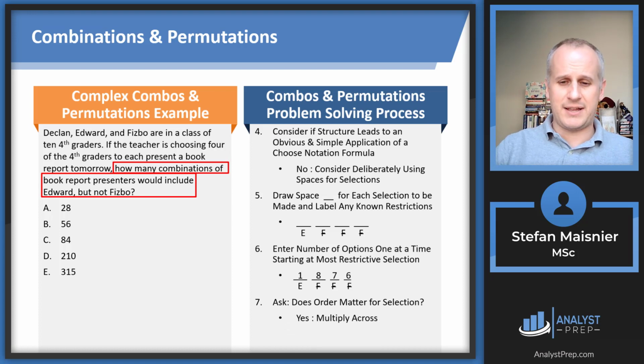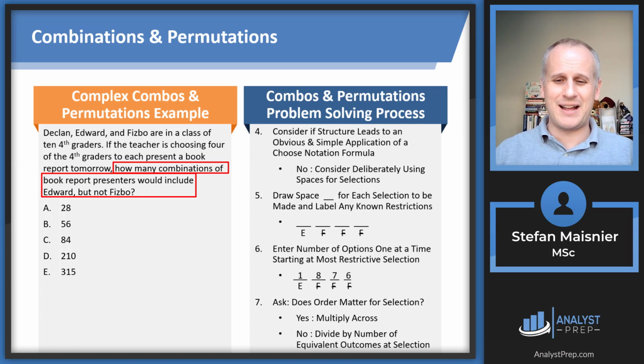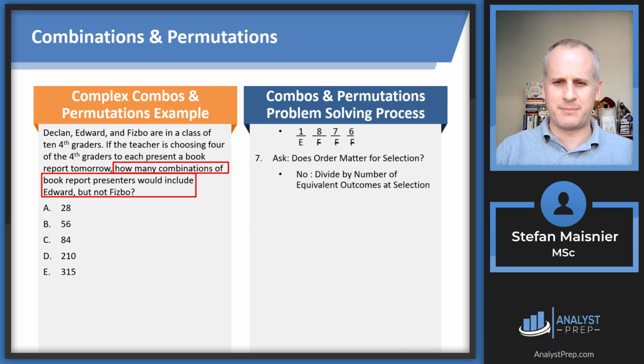If the answer is yes, then it's simple. We just multiply across. But lamentably, the answer here is no. So we're going to have to divide by the number of equivalent outcomes at that moment of selection. So we're going to pick this up over here at step 7. That means we only have 1 possible Edward, so we're going to have 1 divided by 1. But for the first not Fizbo spot, there are 3 opportunities to be selected if you're not Fizbo.